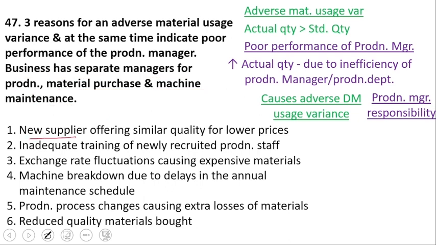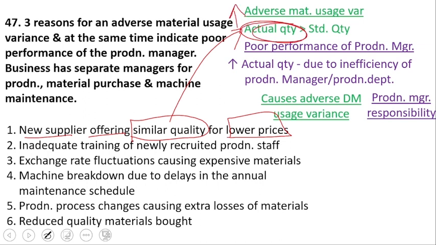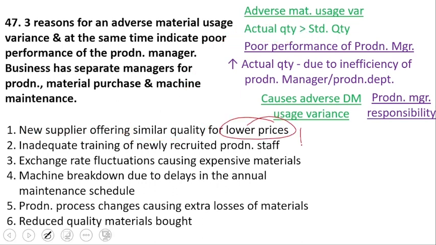Now, the first reason, new supplier offering similar quality for lower prices. Now, since it is similar quality, there is no question of the actual quantity being greater than the standard quantity. There will not be any extra wastage. And as for lower prices, it just causes a direct material price variance which will be favorable. So in short, since we are getting a similar quality raw materials, it will not cause an adverse direct material usage variance.